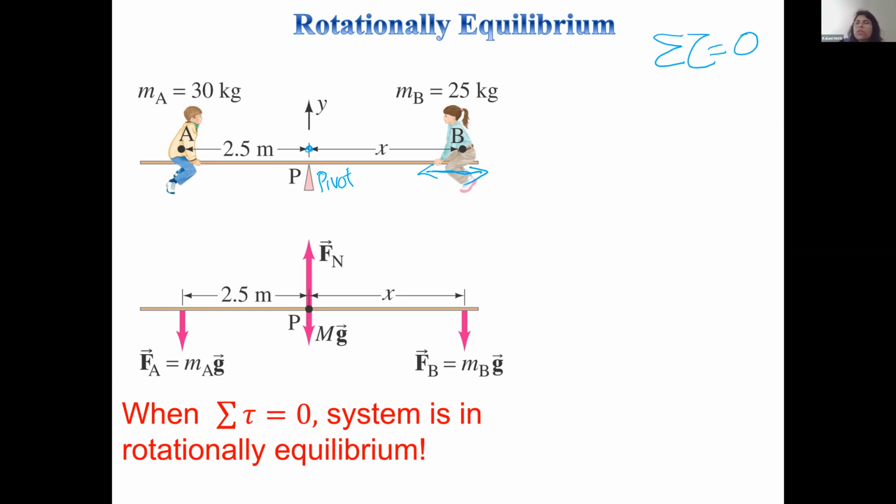Now we're going to use the rotational condition that we discussed earlier. Net torque equals 0. What that means is clockwise torque should be equal to counterclockwise torque. This is another way of writing the same equation, right? Now you need to think about the free body diagram. Definitely there is the force of gravity for the girl, the force of gravity for the boy, and there is a reaction force and the mass of the seesaw.